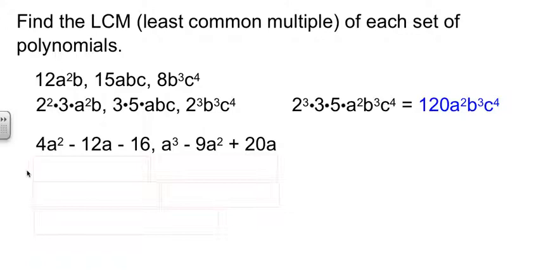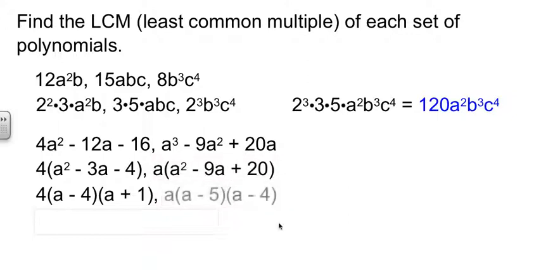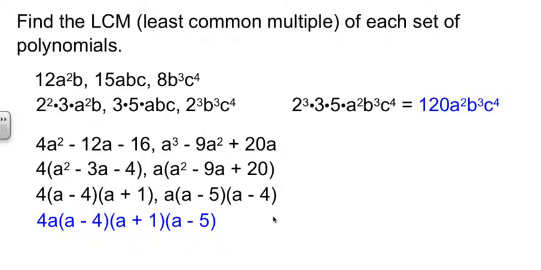Let's do another one where we have to do some factoring of polynomials. We're going to factor this first one, which is take out a common 4, and then I can break that down from there. In the second one, we can take out a common a, and then we can break that down. Now, what needs to be our LCM? We need a 4. We need an a minus 4. We need an a plus 1. We need an a, and we need an a minus 5. So I've got all those pieces represented.